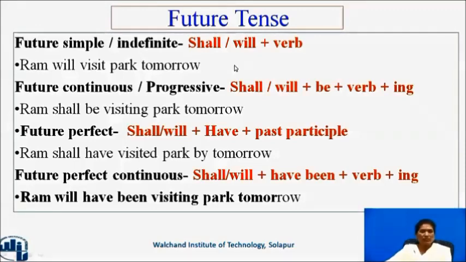Future perfect: shall or will plus have plus past participle. Ram shall have visited park tomorrow. Future perfect continuous: shall or will plus have been plus the ing form of the verb. Ram will have been visiting park tomorrow.